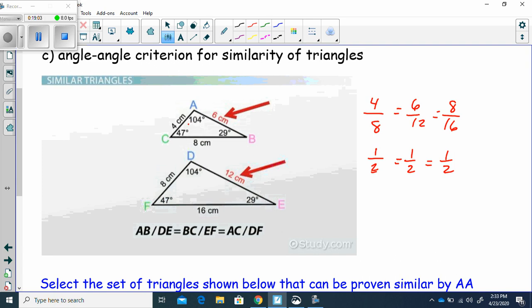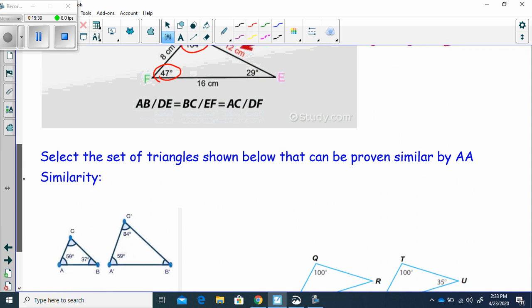If I knew I had 104 and 104 were the same, and 47 and 47 were the same, then it would be easy enough for me to figure out that if you add those up, you get 147, and 180 minus 147 would give me 29. It would have to be the same for each one of these. I only need to know that 2 of the corresponding angles are congruent.